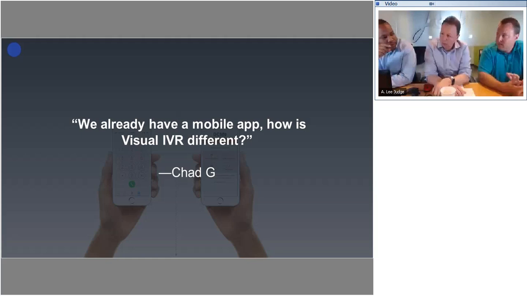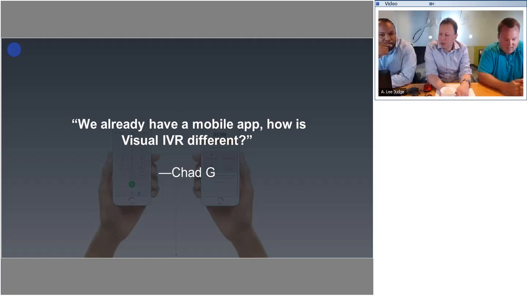That's what I wanted to ask too. For those, I know we have examples of companies who already have mobile apps and they've added Visual IVR functionality from within the mobile app. Doesn't that happen as well? It does, yep. Thinking about that additional functionality.